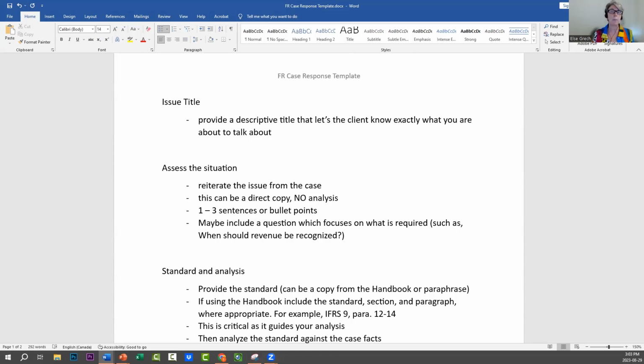Or an example might be, how should we value the inventory? Or how should we value the property, plant, and equipment? Or how should we value this investment in equity shares? So it's a good idea because it helps focus your attention.